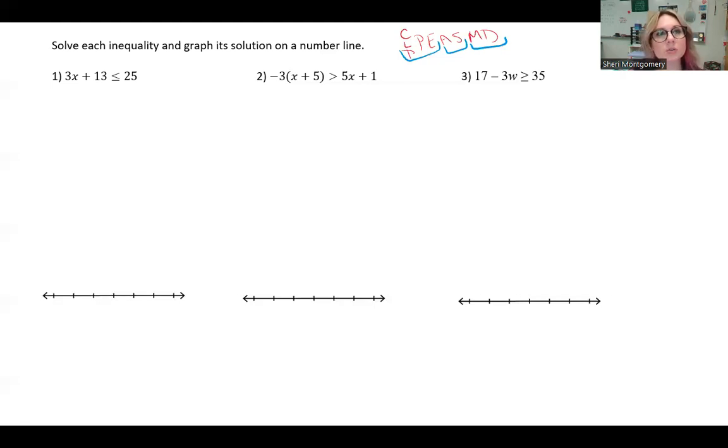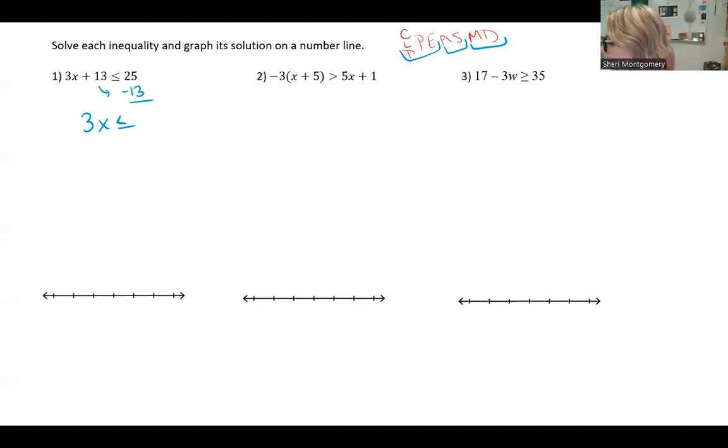So we want to make sure that we take care of addition and subtraction first. So the first thing we have to do is come over and subtract 13. I'm not doing anything with the inequality symbol. We don't do anything with it unless we multiply or divide by a negative, which I didn't.